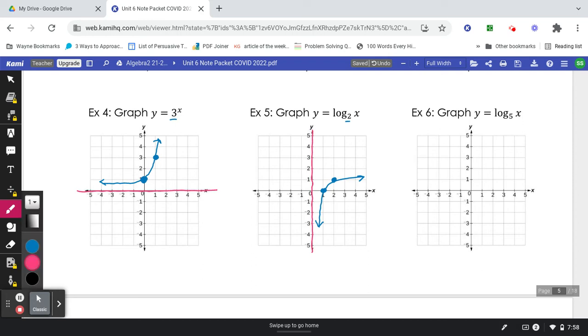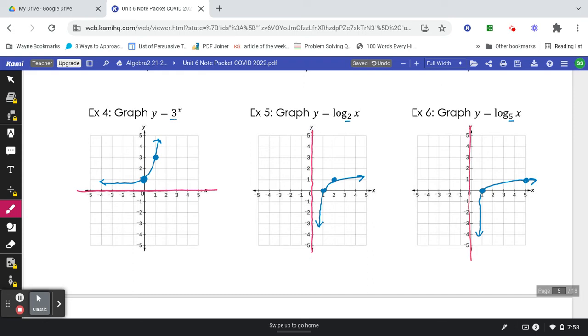For problem 6, log base 5 of x, plot your point at (1, 0). We have our base of 5, which means our next point would be (5, 1). Still the same shape, just a slightly different point at the end. And come through with your asymptote line.